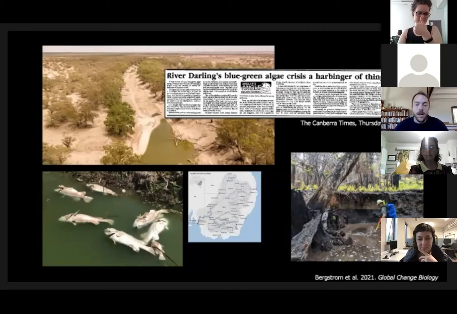And nowhere is this more evident than in the Murray-Darling Basin, which accounts for 14% of Australia's total landmass and whose freshwater resources support more than 30% of our total food production. And you may have heard or read the recent publication in Global Change Biology by a group of Australian scientists that described 19 collapsing ecosystems. And the Murray-Darling Basin was one of those.